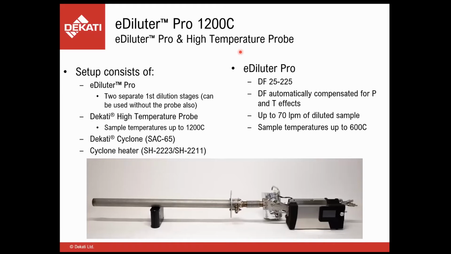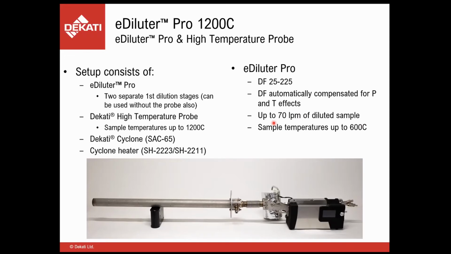So first, regarding the combustion plant related applications, we'll discuss another tool that we can use if we need to go to even higher temperatures. So as said, with the high temperature LP, we can measure up to 180 degrees Celsius. We also have a unit called an E-diluter Pro. That is a dilution system that is over here. It has a dilution factor of 25 up to 225. The dilution factor is automatically compensated for pressure and temperature effects from the sample and produces enough diluted sample for multiple instruments which can be connected to the diluter outlets. And with this one, we can sample from temperatures up to 600 degrees Celsius.